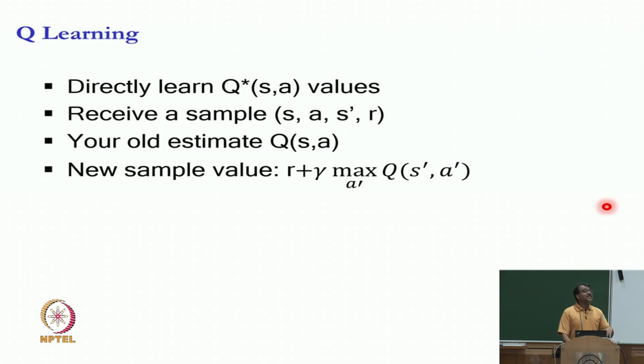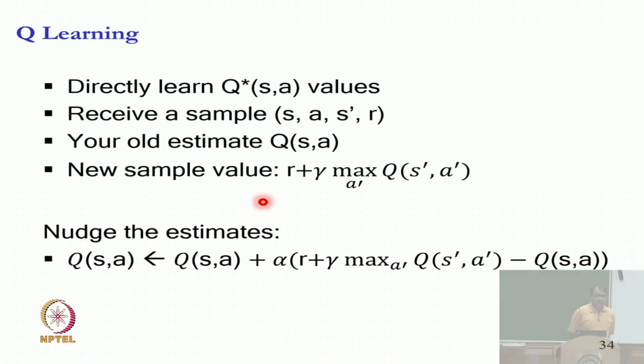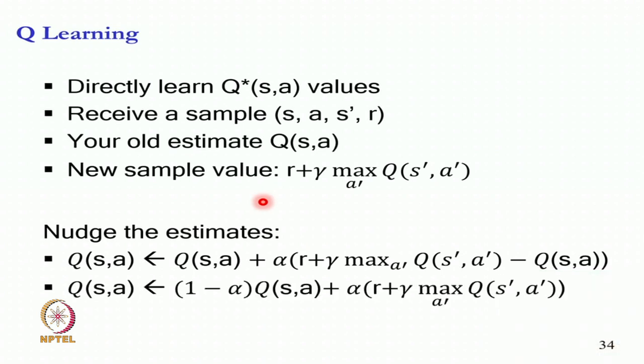And now I nudge the old estimates in the direction of the new estimate, which basically means the new value of Q(S,A) is the old value of Q(S,A) plus the learning rate times the new sample minus the old value, and the new sample is R plus gamma max over A prime of Q(S prime, A prime), or equivalently the 1 minus alpha and alpha versions. So that is the equivalent. This is it. This is Q learning.